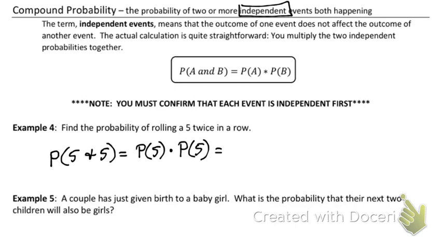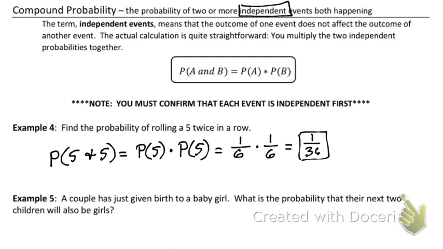Well, the probability of rolling a 5 on one die is 1 out of 6. The probability of rolling a 5 again would be 1 out of 6. So my first die I have a 1 in 6 chance of rolling a 5. On my second die I have a 1 in 6 chance of rolling that 5 as well. So we multiply that. Remember, with multiplication we multiply the tops and the bottoms. 1 times 1 is 1 over 36. We have a 1 in 36 chance of rolling 2 5s in a row.